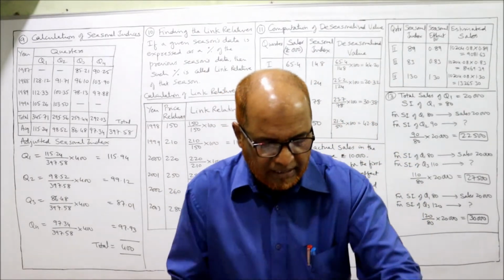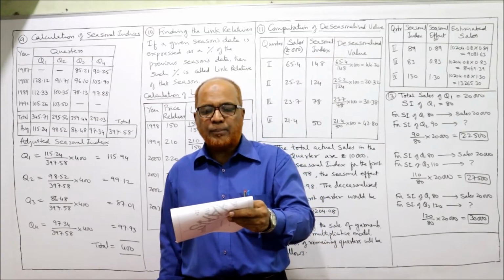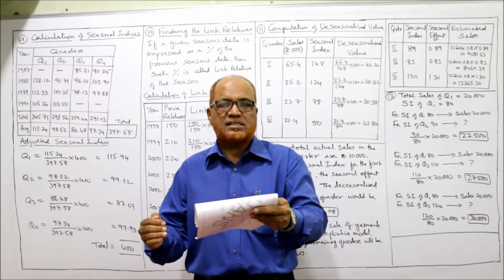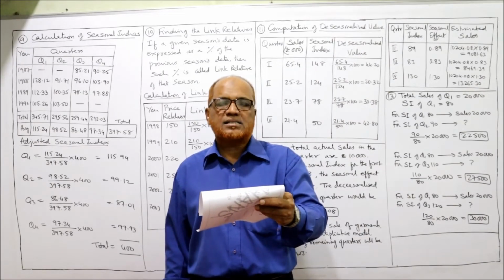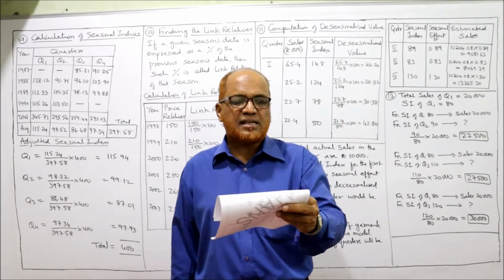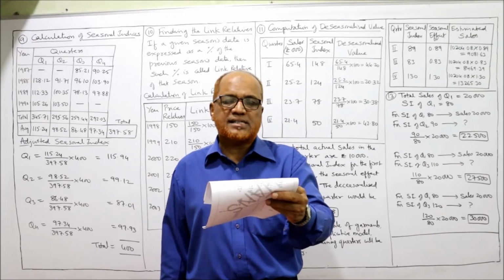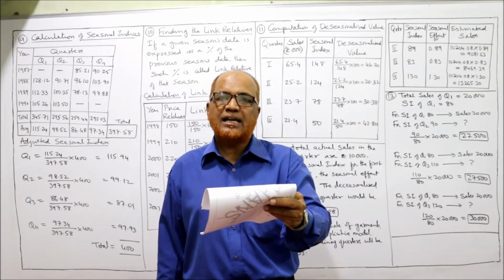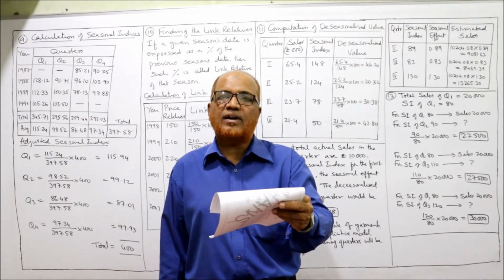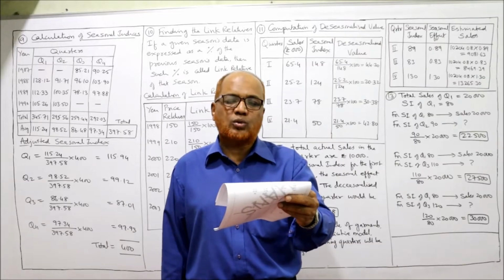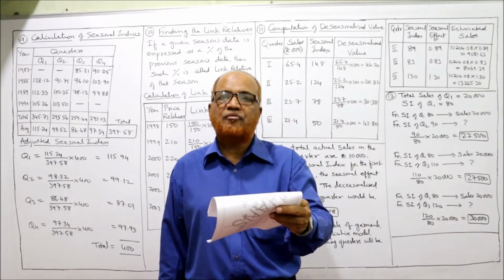Now I am going to read out the 11th problem. Deseasonalize the following data using the multiplicative model. Quarter 1, 2, 3, 4, four quarters of data are given. First quarter sales are 65.4 and the seasonal index is 148. Second quarter sales 25.2 and seasonal index 124. Third quarter 23.7 are the sales, seasonal index 78. Last, fourth quarter 21.4 is the sales and seasonal index 50.